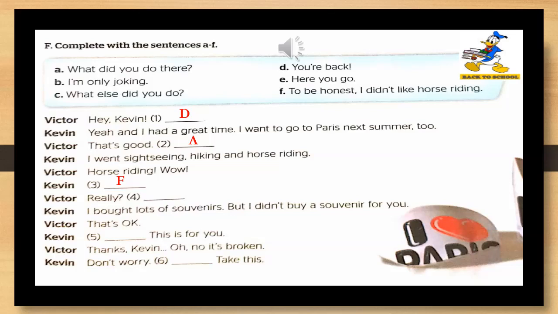What will be number 4? What else did you do? I bought lots of souvenirs, but I didn't buy a souvenir for you. That's okay. Number 5. I'm only joking. This is for you. Thanks, Kevin. Oh no, it's broken. Don't worry. Here you go. Take this.